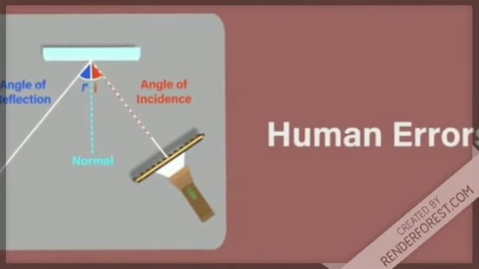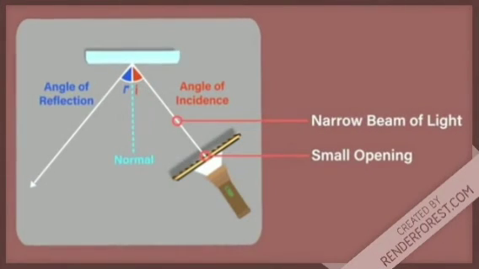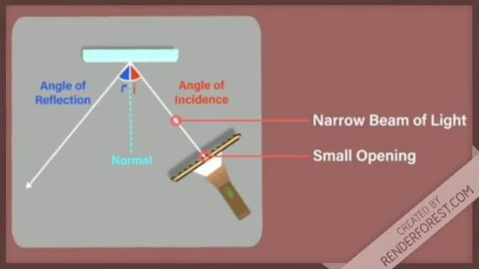And this is the reason why we are passing the light through a small opening of the comb. Only a narrow beam of light from the torch passes through the small slit. This minimizes the errors in the measurement.